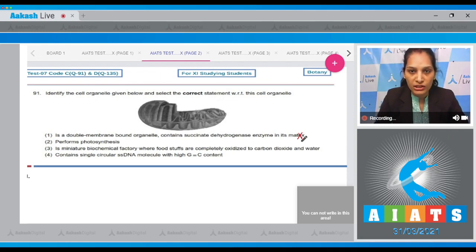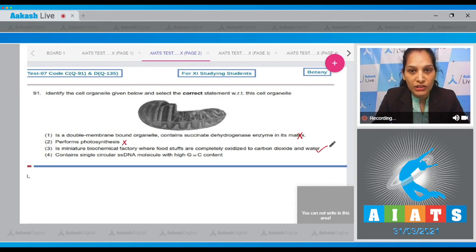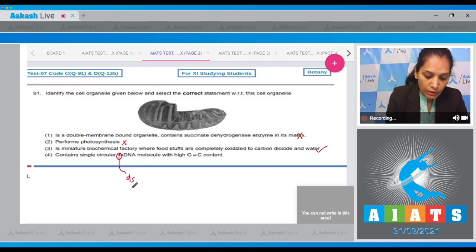Second, it performs photosynthesis. No. Mitochondria is not associated with the photosynthesis. It is associated with the oxidation of food, means respiration. So this is incorrect. Third is miniature biochemical factory where foodstuffs are completely oxidized to produce carbon dioxide and water. Yes, it is correct. It is the site for the aerobic respiration where food is completely oxidized into CO2 and water. Fourth, contains single circular, single-stranded DNA. It is double-stranded DNA molecule. So this option is also incorrect. So the correct option for the given question is option number 3.